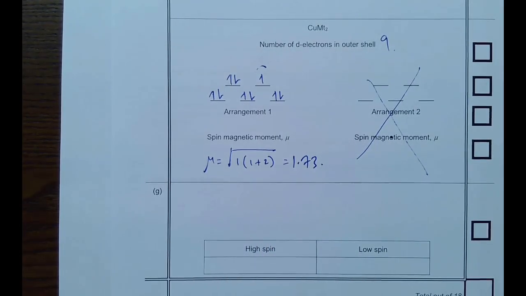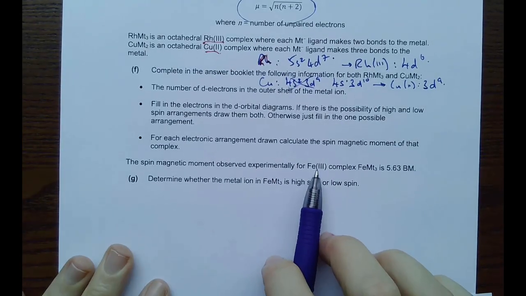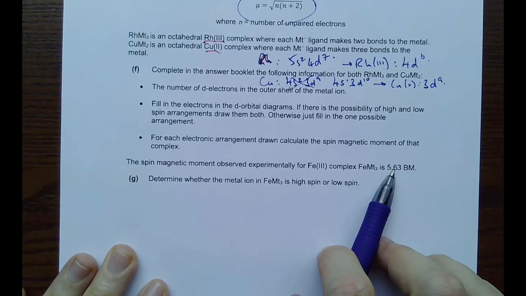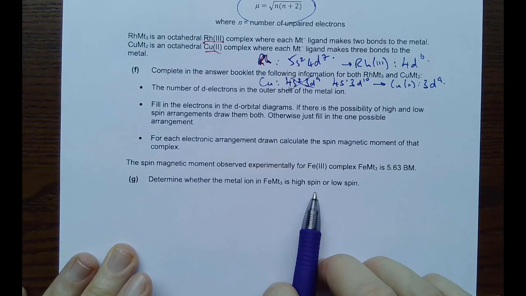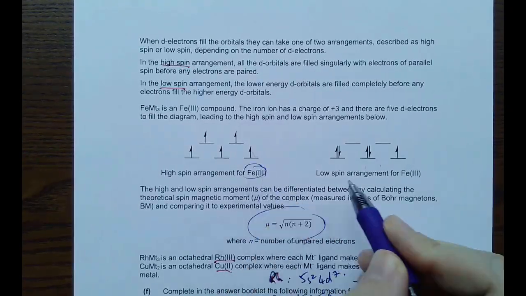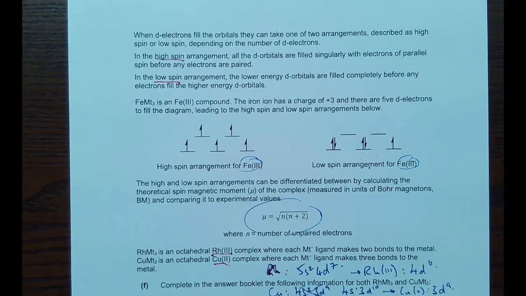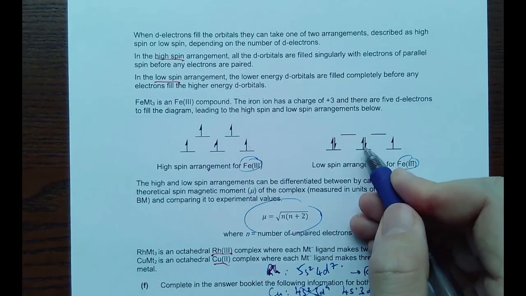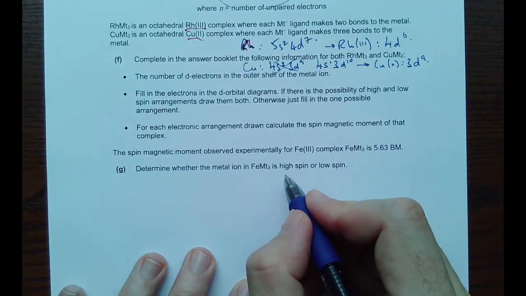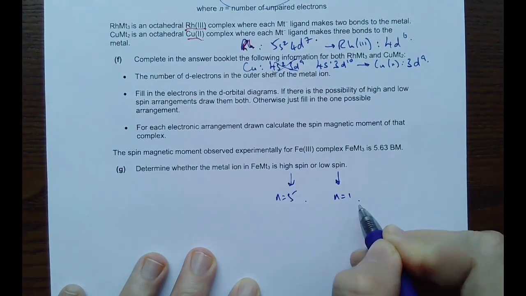Okay, and then we come to the last part, which is the spin magnetic moment observed experimentally for iron 3, which is 5.63. Determine whether the metal is high spin or low spin. Now we're told up here that for iron 3, this is the high spin arrangement, this is the low spin arrangement. So for the high spin arrangement, I've got n equals 5. For the low spin arrangement, I've got n equals 1. So high spin would be n equals 5. Low spin would be n equals 1.